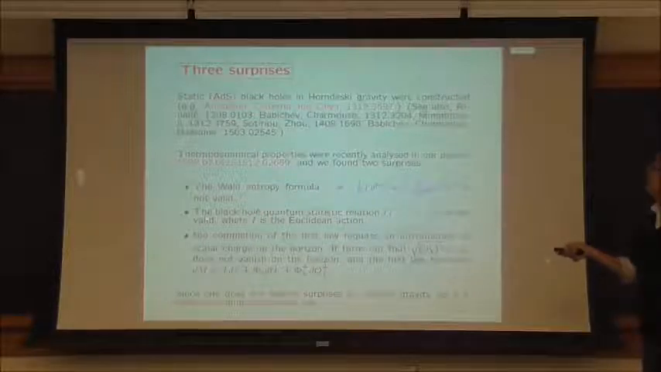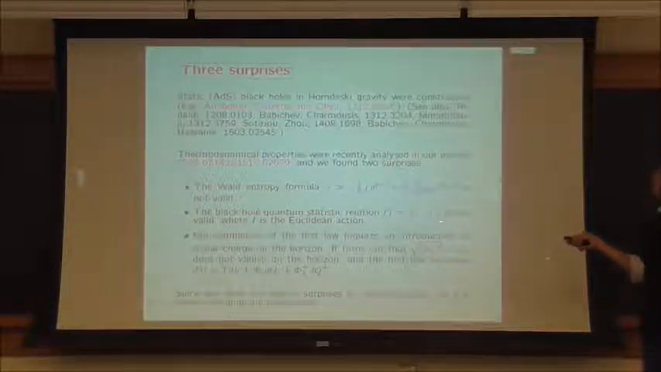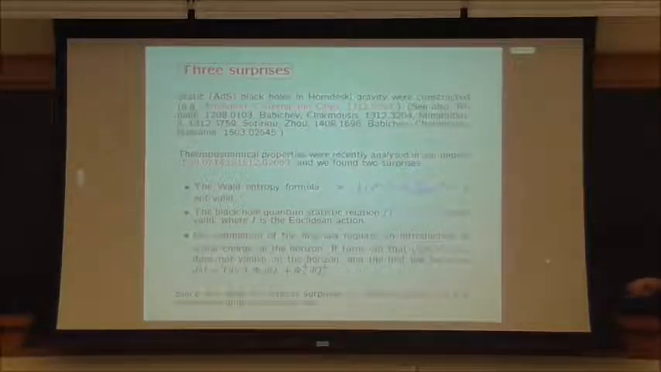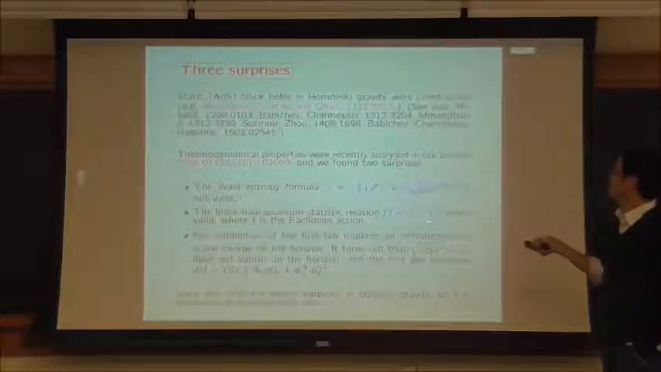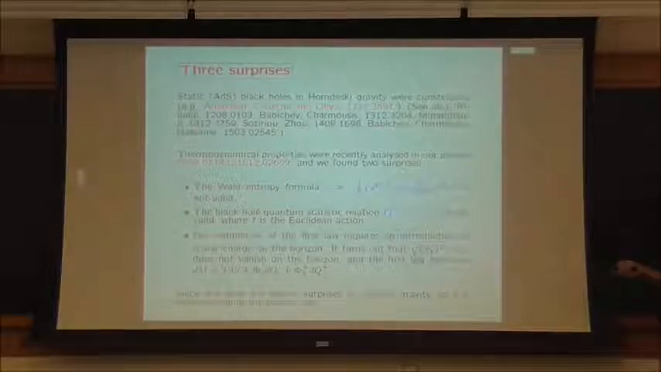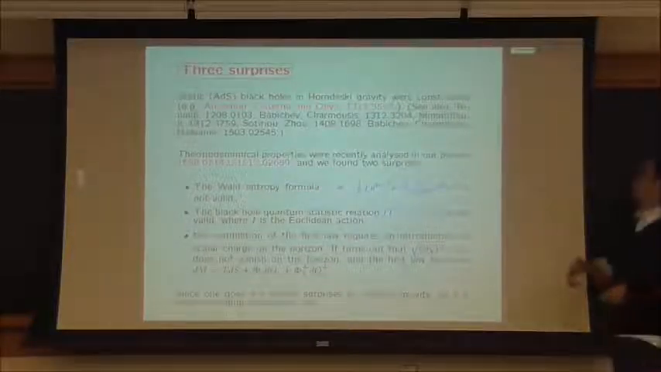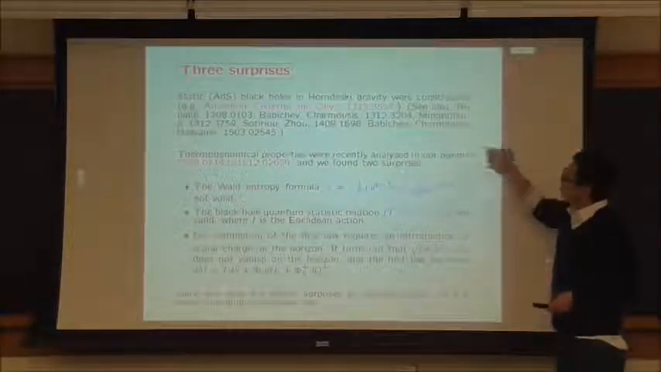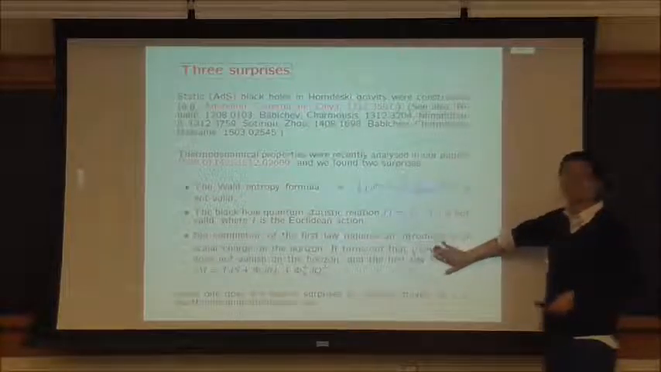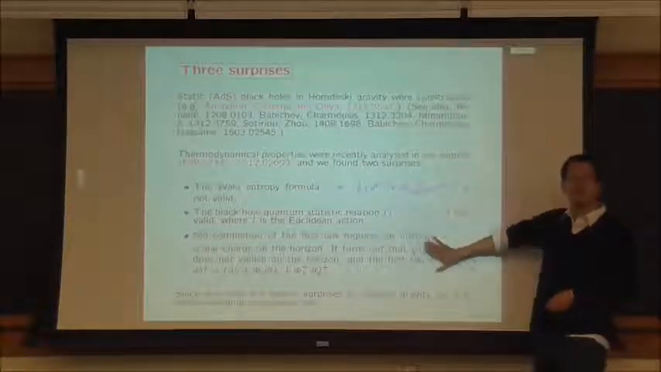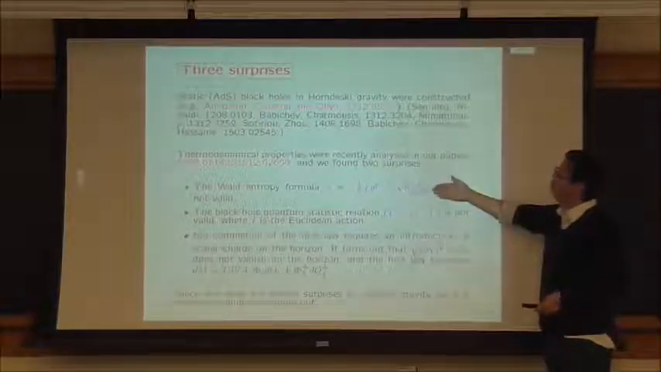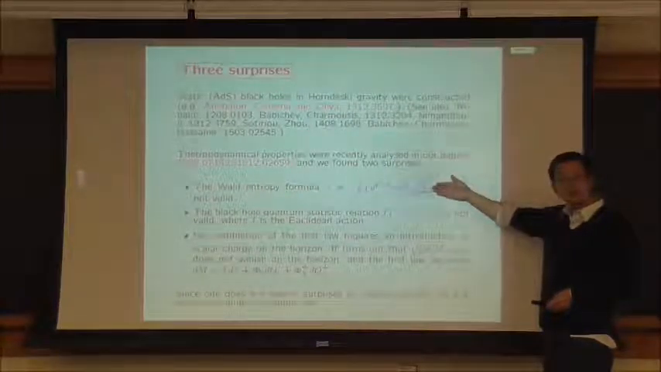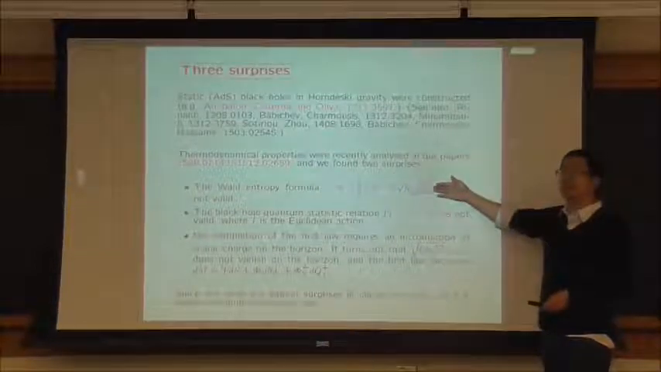Another surprise is that the black hole quantum statistical relation is not valid, where I is the Euclidean action. One thing that can definitely be said concretely is this: if I say this is our solution to this problem, and you don't believe this solution anyway, then you can use thermodynamics, use this formula, and just do the calculation.